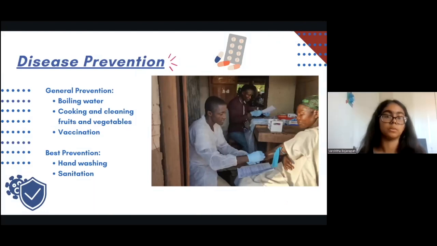So this is how to prevent typhoid. General prevention methods are boiling water, cooking and cleaning fruits and vegetables properly, and getting yourself vaccinated. However, the best prevention is washing your hands and following good sanitation.